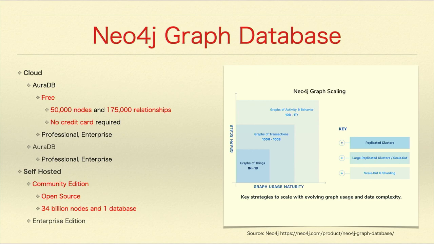You can use the Neo4j graph database in the cloud. Aura Free you can use free: 50,000 nodes and 175,000 relationships. No credit card required. Okay, good. And you can use a self-hosted community version of Neo4j. Community version is open source, free, limited to 34 billion nodes and one database. I think it's not limited. 34 billion is very huge. It's free.